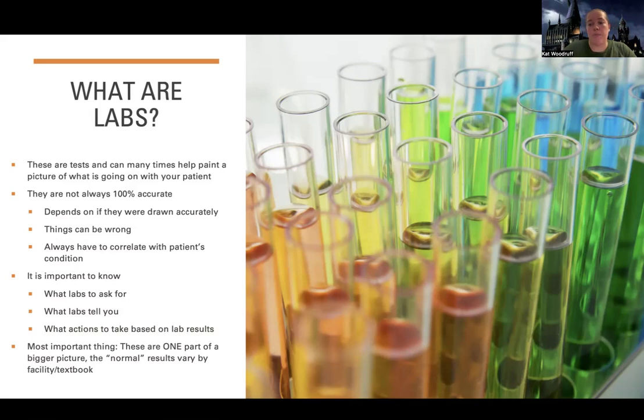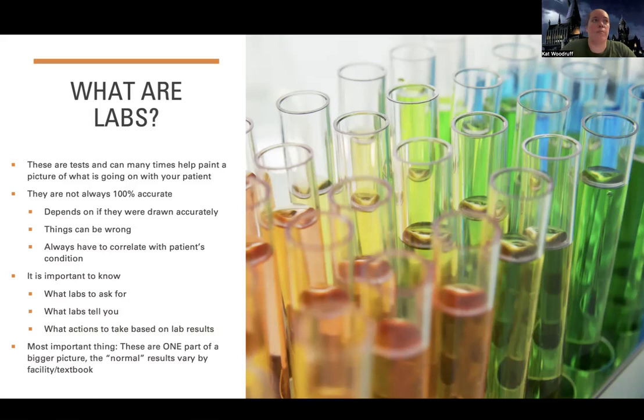You have to bring everything together: the patient's history, their current condition, their vitals, their physical assessment, other things, all together, versus, hey, this number is going to tell me everything that I need to know about the patient. For example, sometimes a number can be abnormal, but it's more about how the patient is responding.